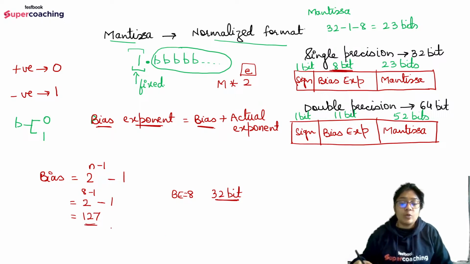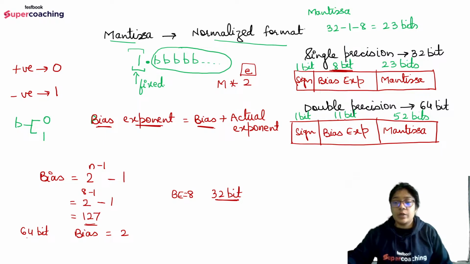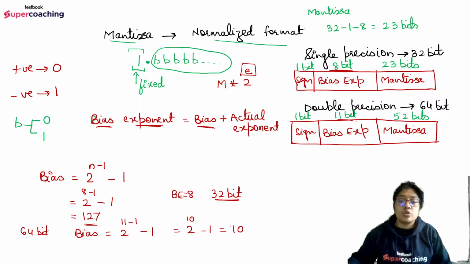Similarly, if I'll be calculating it for 64-bit, 64-bit के लिए अगर हम bias calculate करते हैं, then it will be 2 raised to power, number of biased exponent bits are 11, 2 raised to power 11 minus 1 minus 1. So this comes out to be 2 raised to power 10 minus 1, which is equal to 1024 minus 1 is 1023. This is the bias for 64-bit.